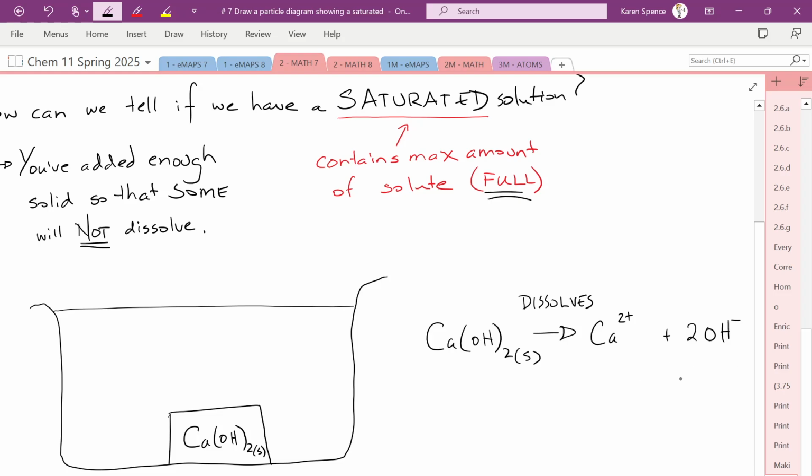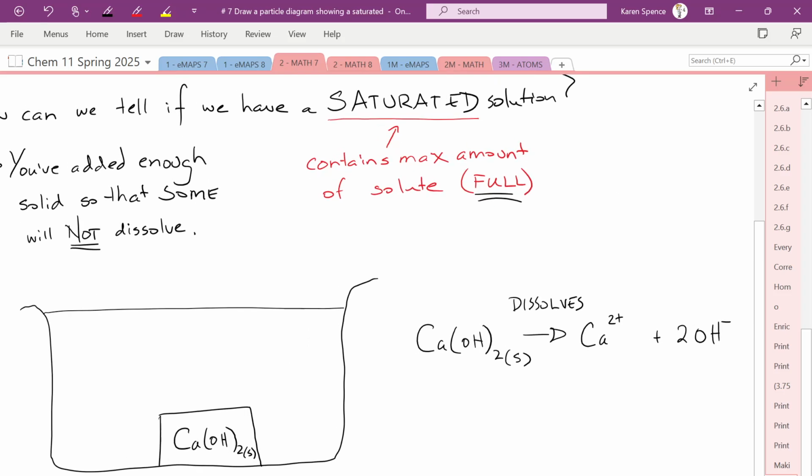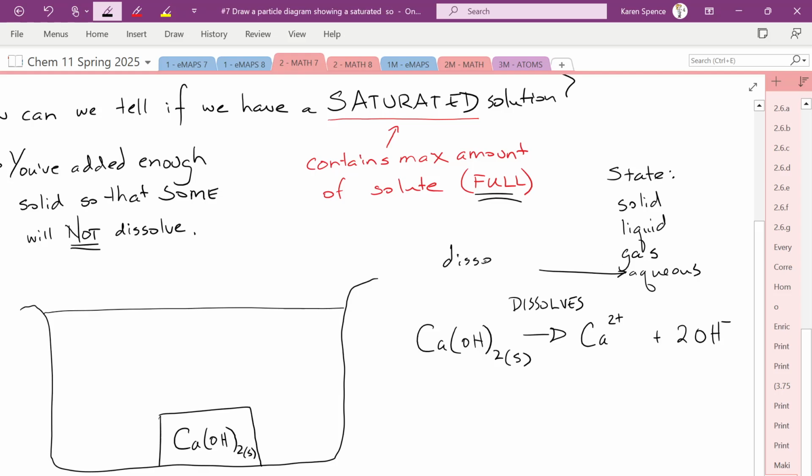And what state are those in? Solid, liquid, gas, or aqueous? They're dissolved. So our choices of state are solid, liquid, gas, and aqueous. These are aqueous, because aqueous means dissolved in water. Okay, so we have Ca2+ aqueous, and we have 2OH- aqueous.